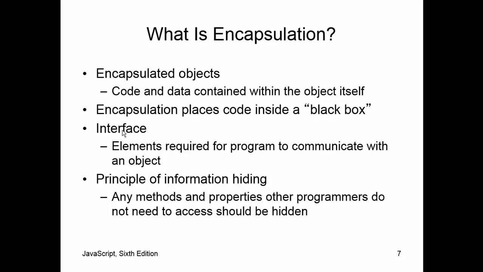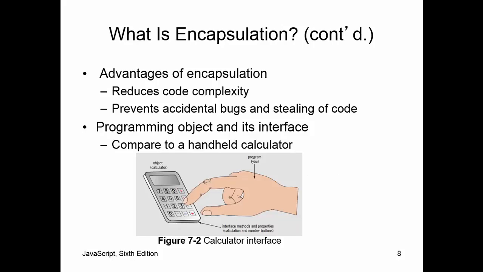But the actual code itself that you hide with information hiding, that's typically referred to as the implementation. So the interface is what you show the outside world. The implementation, all right, is what you hide from everybody. So why do you do that? Well, you encapsulate or you hide these things because it reduces code complexity, it prevents accidental bugs, and it prevents other people from stealing your code.